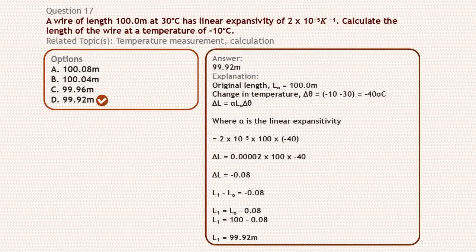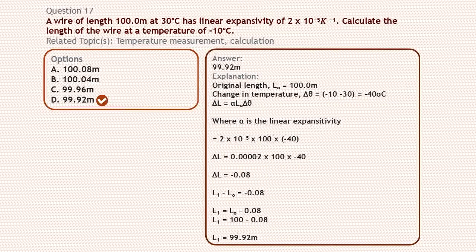Now you can see that this is negative. What that means is that the length reduced instead of increased, and you can understand why here, because there is a reduction in the temperature from 30 degrees Celsius to minus 10 degrees Celsius. It means that the temperature even fell below zero since it is negative. So that's why I'm having a negative value here.